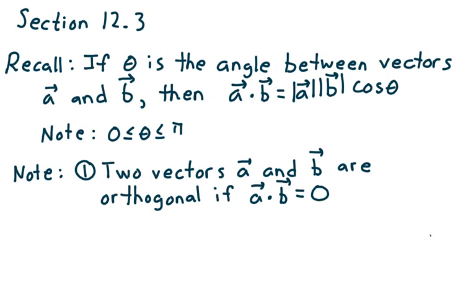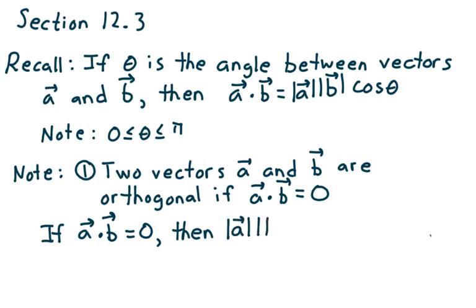We have a note. 1. Two vectors A and B are orthogonal, or you can say perpendicular, if the dot product of A and B is 0. Let's see why that's true. So if A dot B is equal to 0, then the magnitude of A times the magnitude of B times cosine of theta is equal to 0.